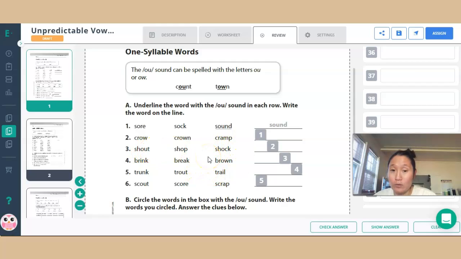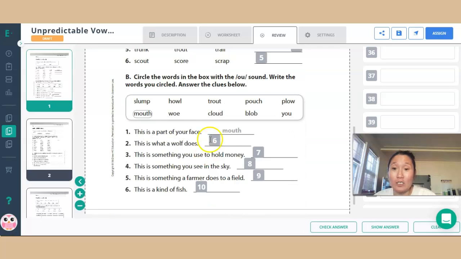Crow, crown, cramp. Shout, shop, shock. Brink, break, brown. Trunk, trout, trail. Scout, score, scrap. Now the next one says that you need to circle these words in the box with the owl sound. Write the words you circle. I just want you to write the words. I don't necessarily think you need to circle them.